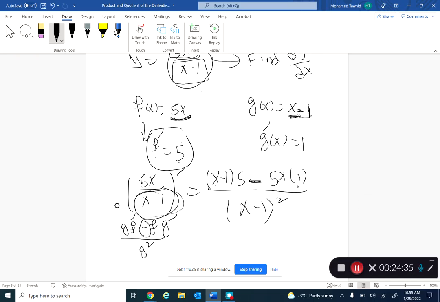You don't need to simplify. So that is my g squared, and that is your g f prime, minus f g prime. You follow, guys? I'm writing like this. Then you are done. You can do it this way.